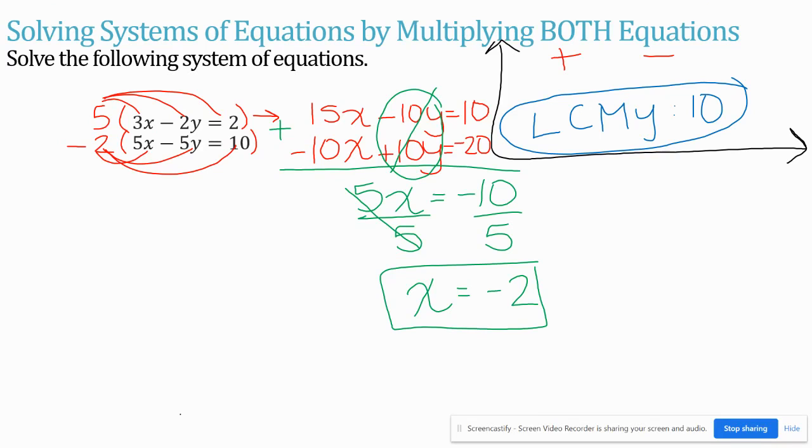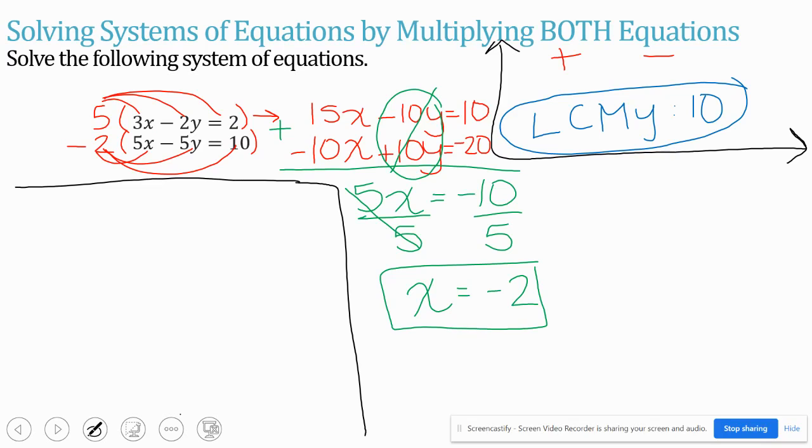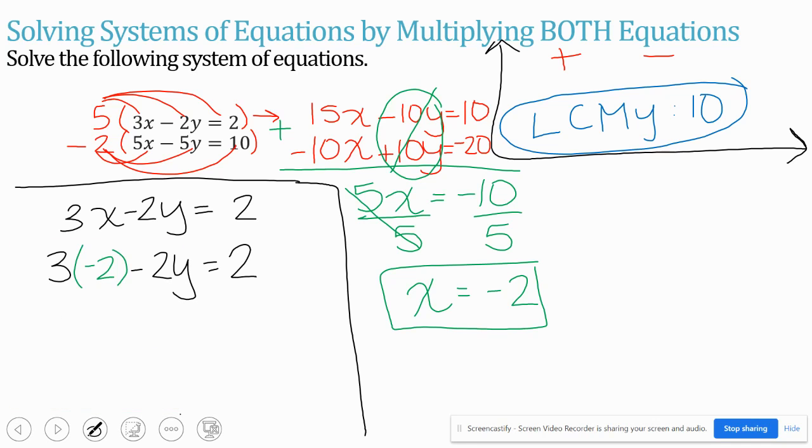I'm going to take our x value and plug it into one of our original equations to solve for y. Remember, one of the original equations. Do not choose one of these. Choose one of these. I'm going to choose the first one. It has smaller numbers. I like smaller numbers. And wherever I see an x, I'm going to substitute a -2 in. So I'm going to have 3 times -2 minus 2y equals 2.